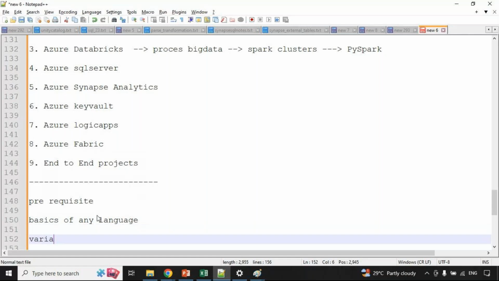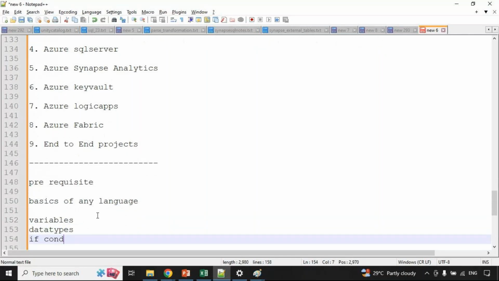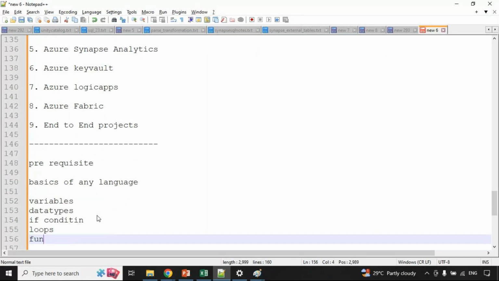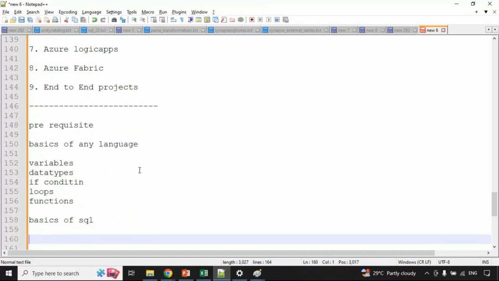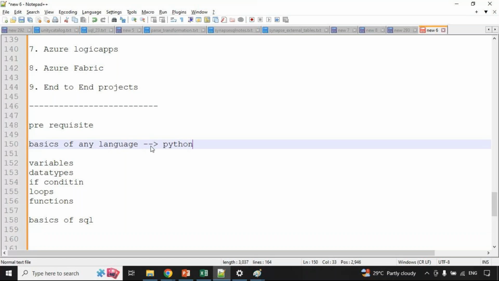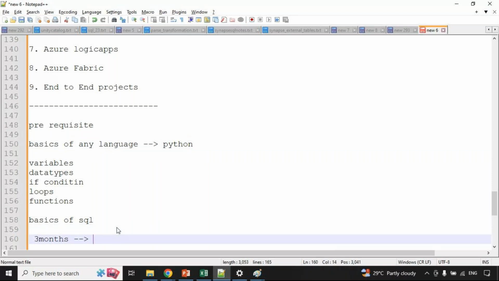Basics in the sense: what are variables, data types, if conditions, loops, functions. Here you need not be an extraordinary language expert, guys. And also basics of SQL. I'm going to choose Python. So Python and SQL, I'm going to provide as recording sessions, guys. Because my course is completely a 3 months course, and if I start Python and SQL itself, it is going to take 2 months.